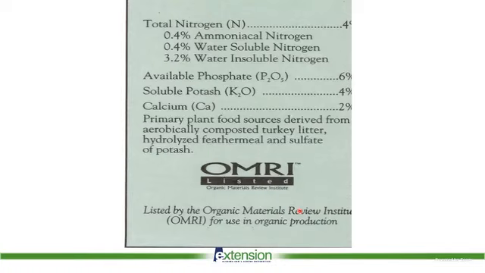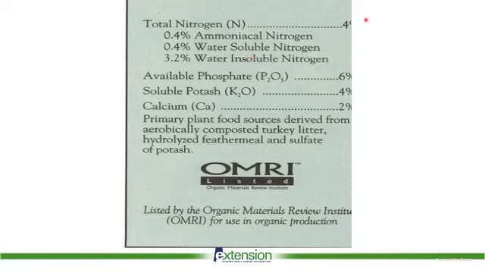Even organic fertilizers generally do have some soluble N in them, and this is a good example of that. So here's an organic fertilizer made from composted turkey litter, hydrolyzed feather meal, and sulfate of potash. So it's 4% nitrogen, but 0.4% of that is in fact soluble in the form of ammonia. Okay, so even though 90% of the N in this product is slow release, there is a little bit of readily available nitrogen there. Is that enough to give you a quick green up? Depends how much of this stuff you slather onto the grass, doesn't it?